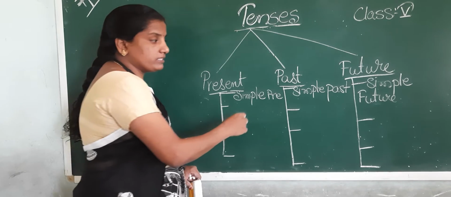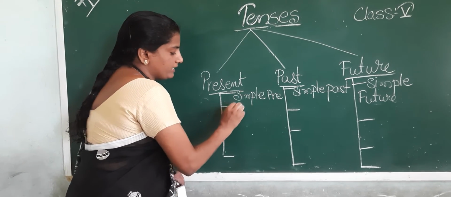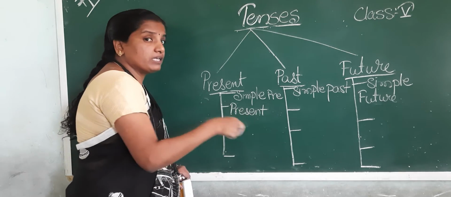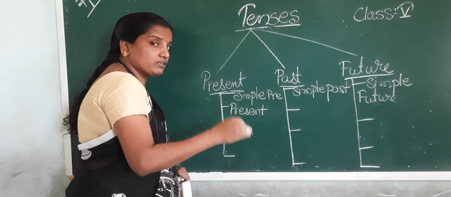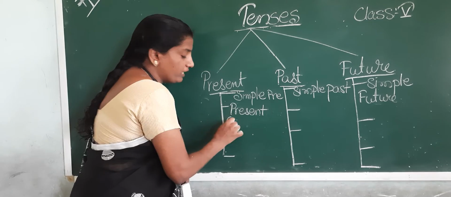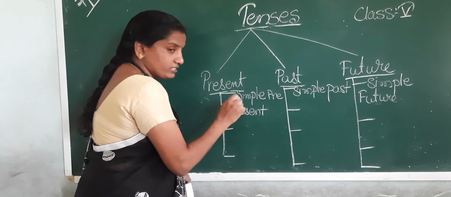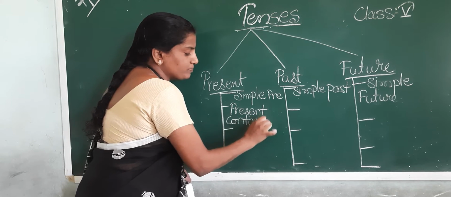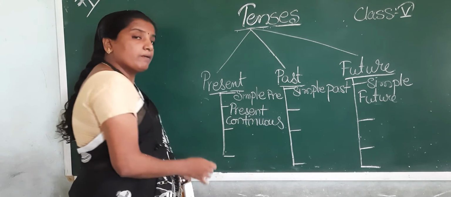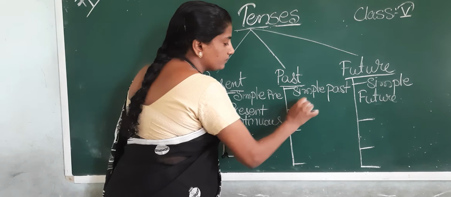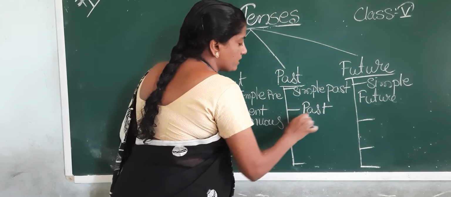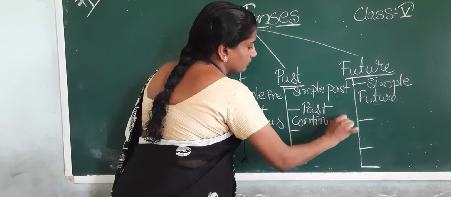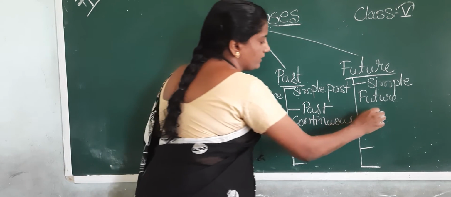Next type is continuous. Continuous means which is in progress, which is going on. We will discuss them one by one later on. Today we will just discuss the types, children. How many types have we divided a tense into? Present continuous, past continuous, and future continuous.